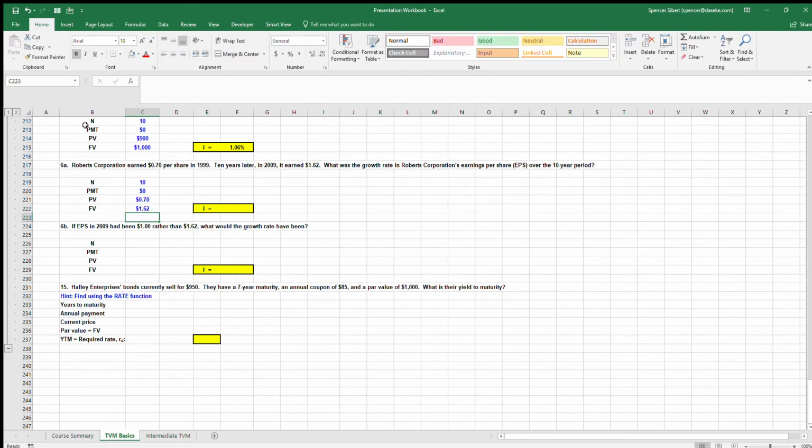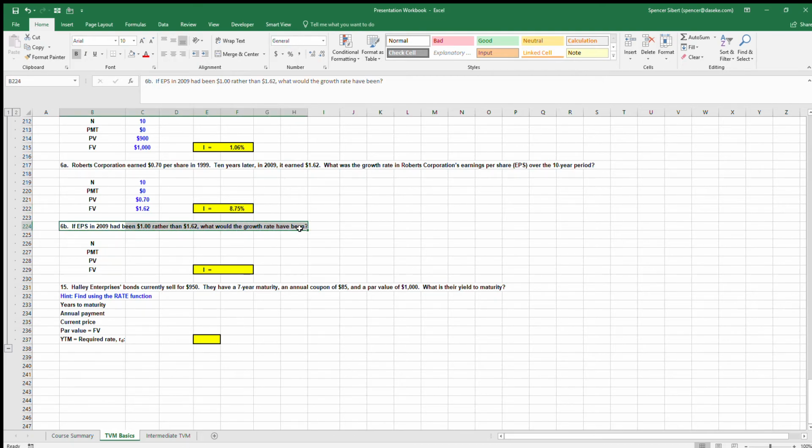I'm going to build this out again so we can just see it. Rate, number of periods, we're going to do 10. Payment is 0. The present value is 70 cents, and then the future value is $1.62. I forgot to put the negative before the present value, so negative 70 cents. And our interest rate is 8.75%.